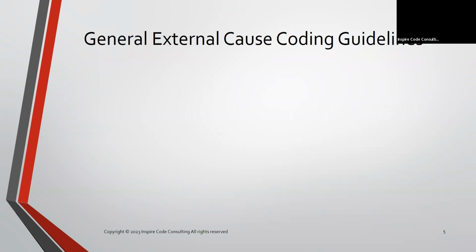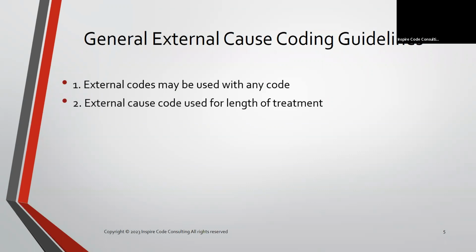General external cause coding guidelines. External cause codes may be used with any code. They are used for the length of treatment, and you assign as many external cause codes as necessary to tell the story. So basically, these codes are going to tell the story of how the injury actually happened.